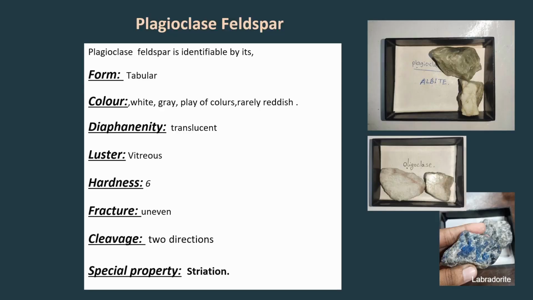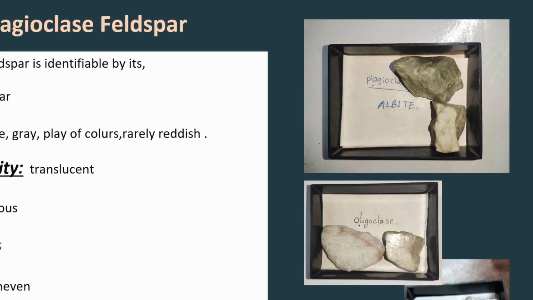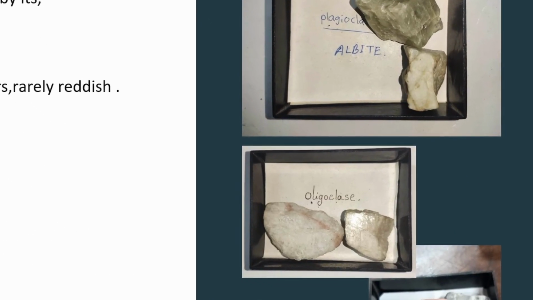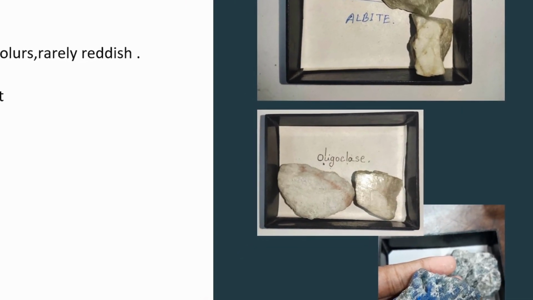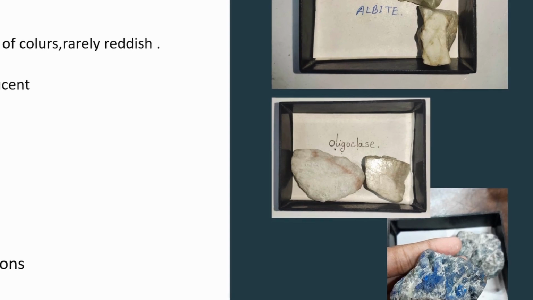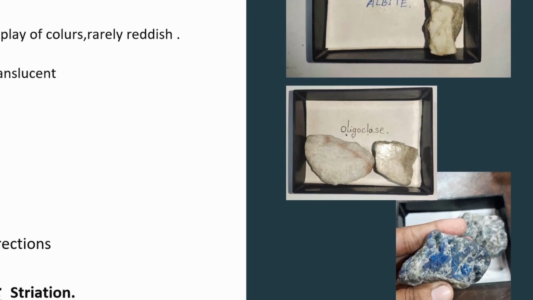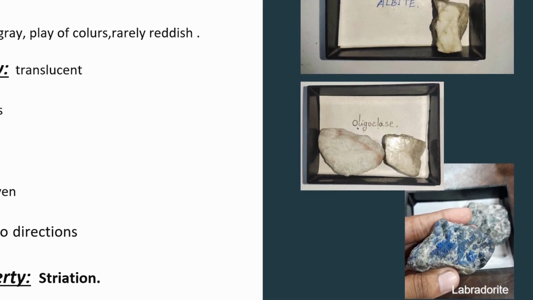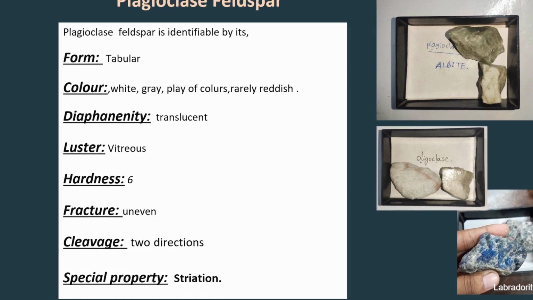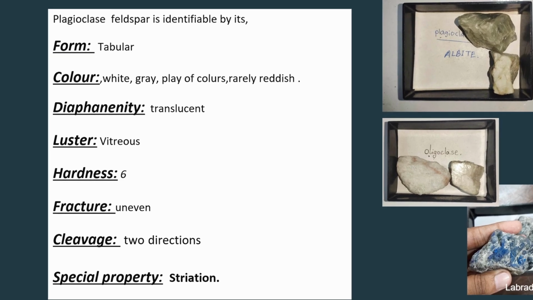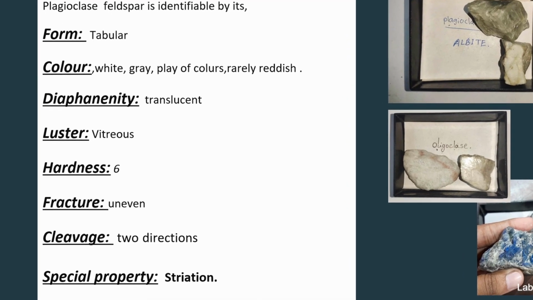Next, let's study Plagioclase Feldspar. Plagioclase Feldspar is identified by its tabular form. Its color can be white, gray, rarely reddish, or it can show play of colors, etc. Its diaphanity is translucent and it shows vitreous luster, 6 hardness, uneven fracture and 2 directional cleavage.